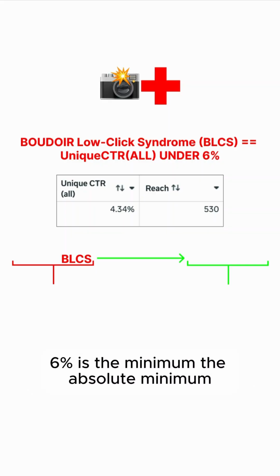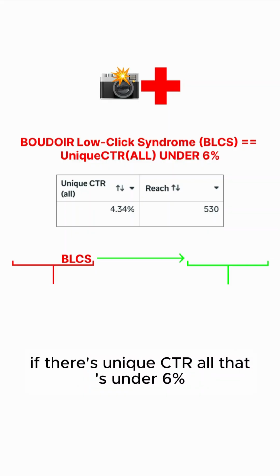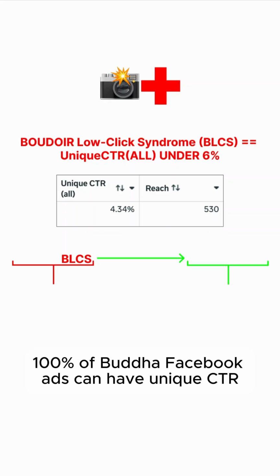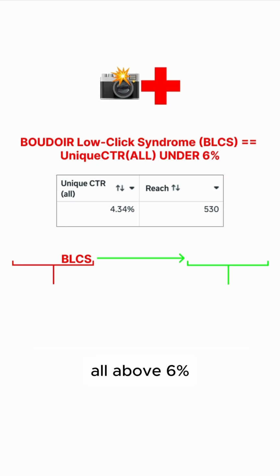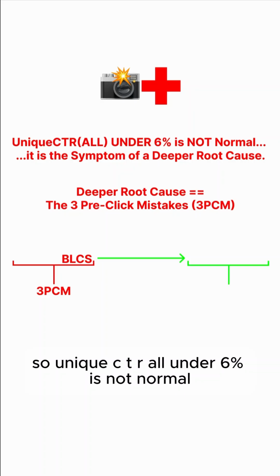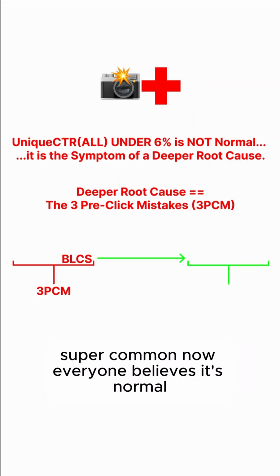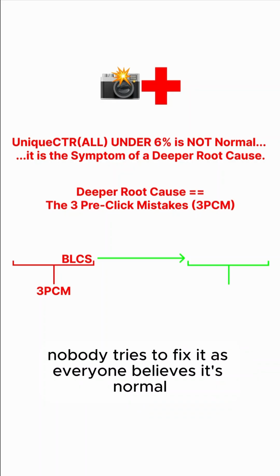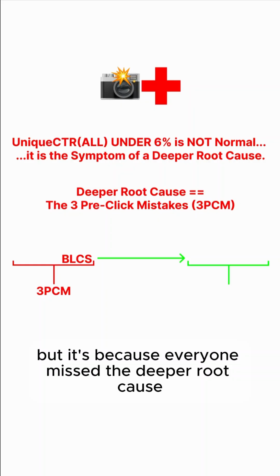6% is the absolute minimum. If there's a unique CTR that's under 6%, we've got massive, big problems. 100% of Boudoir Facebook ads can have a unique CTR above 6%. So unique CTR under 6% is not normal. Super common though. Everyone believes it's normal. Everyone just leaves it alone. Nobody tries to fix it, because everyone missed the deeper root cause.